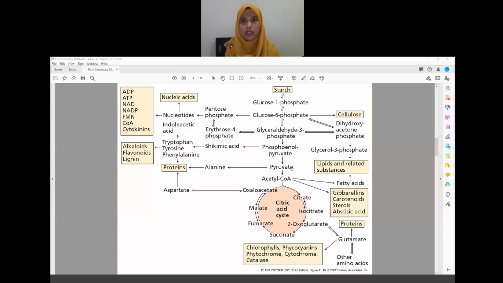So here, you can see how these secondary metabolites are produced. For example, this one I don't want to go in depth because we have another pathway of these secondary metabolites, how they are produced from the photosynthesis until each class of these secondary metabolites is produced.